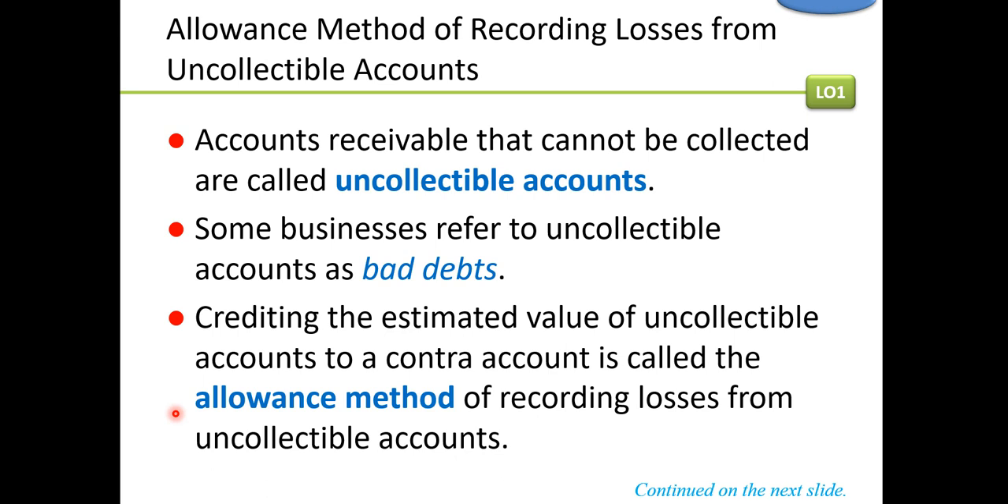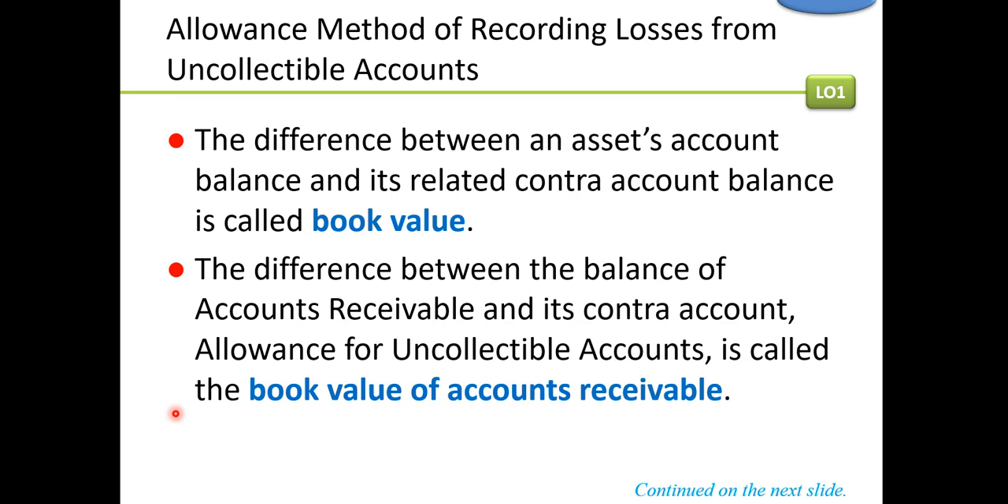sometimes referred to as bad debts. So you want to estimate how much is uncollectible out of all of your accounts to create a contra account called allowance. This is called the allowance method. It records the losses from the uncollectible accounts.